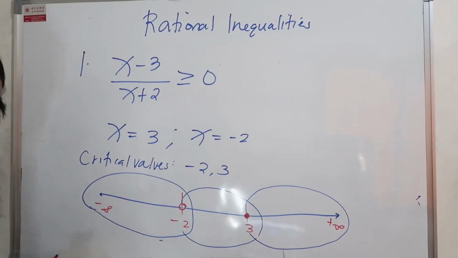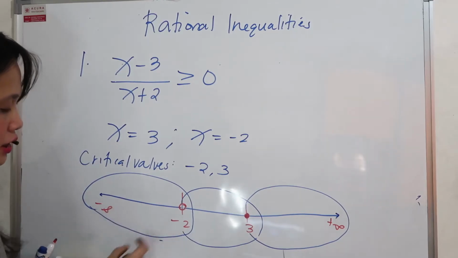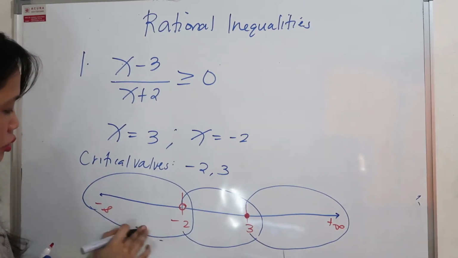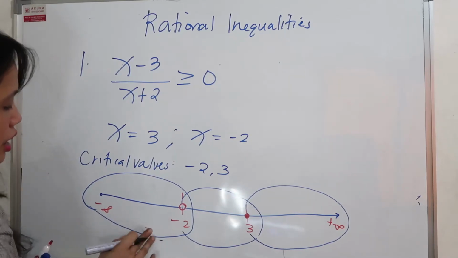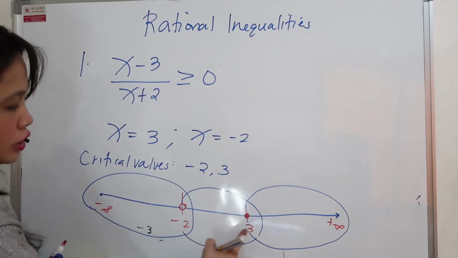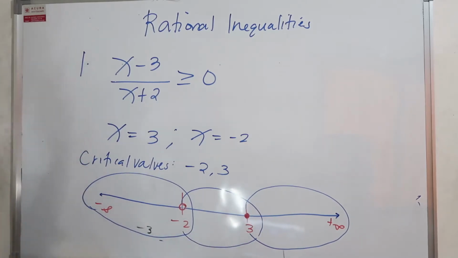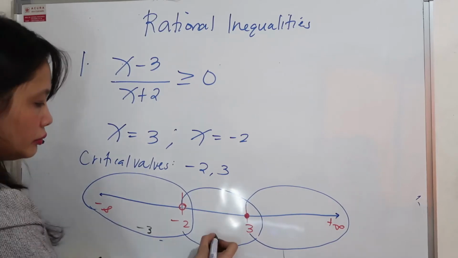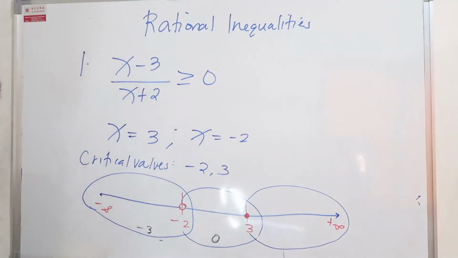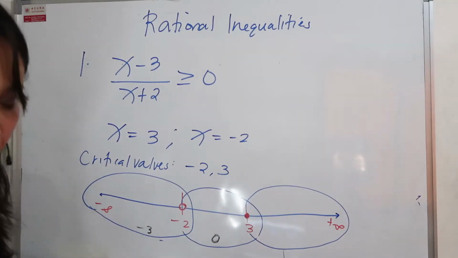What number from negative infinity to negative 2? Any number. Okay, negative 3, as long as it is within the range. So we have negative 3. What about negative 2 to 3? Okay, 0. Okay, 3 to positive infinity? Okay, 4.